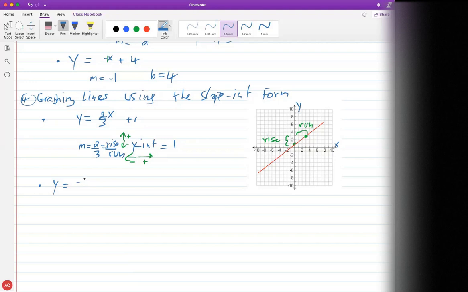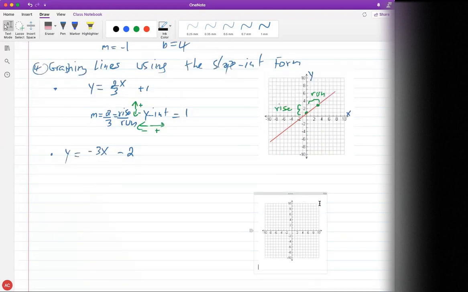Let's switch things up a little bit. Here's another example, same thing. We want to put this on a graph quickly. Let me first paste it.